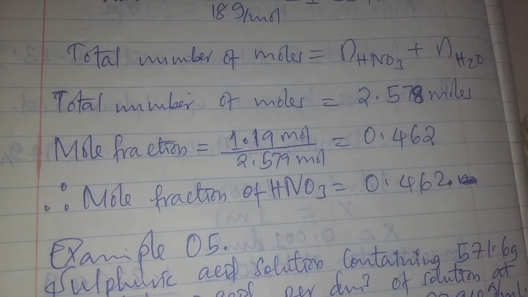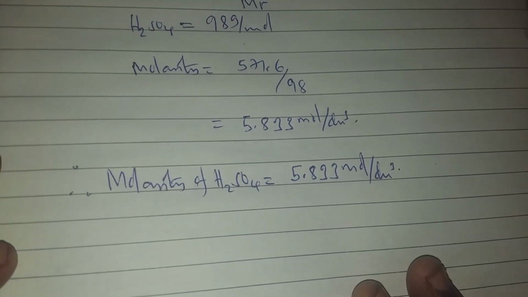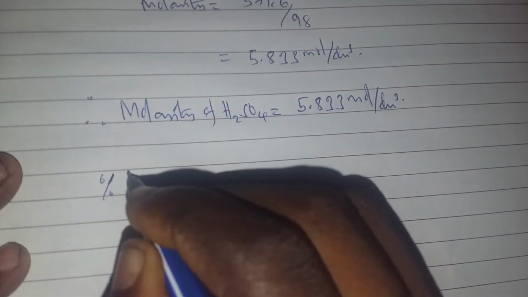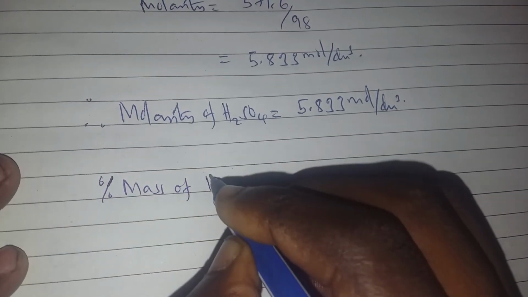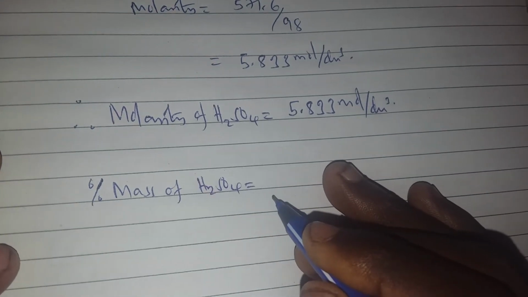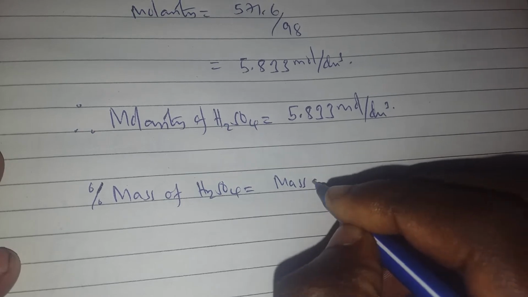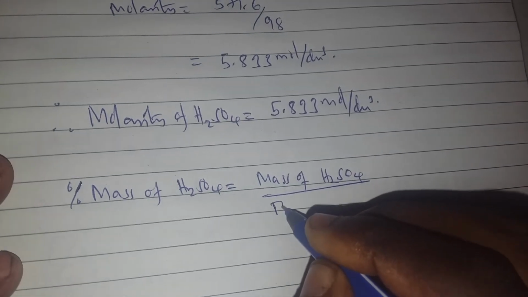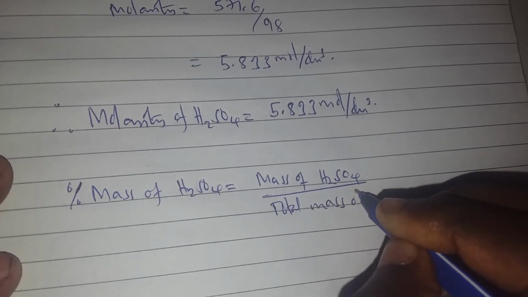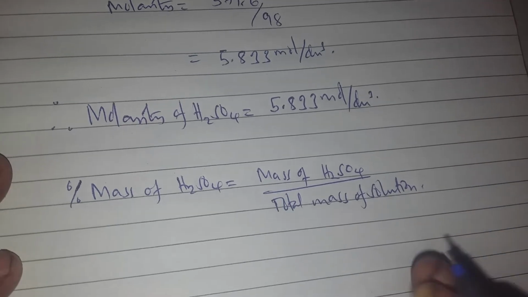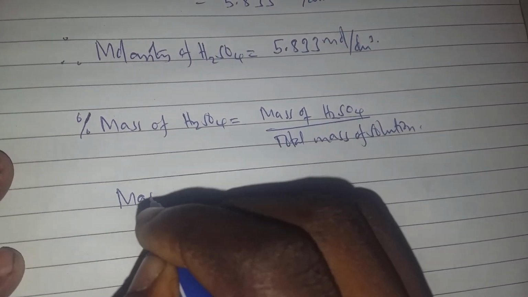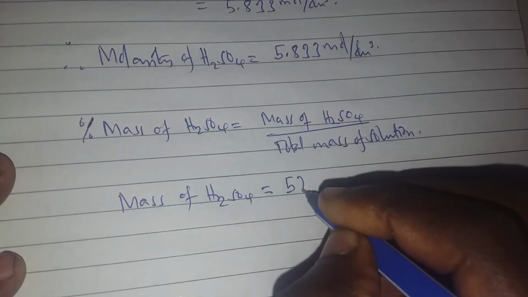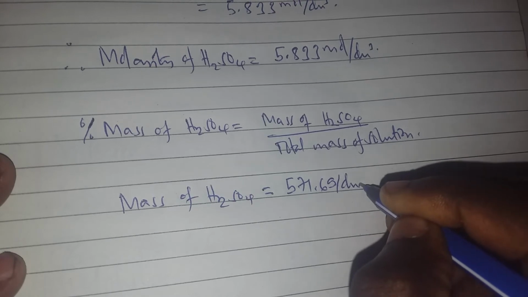The second question is the percentage by mass of sulfuric acid. Now as we know, the percentage by mass of sulfuric acid H2SO4 is equal to the mass of sulfuric acid divided by the total mass of solution. Now we know the mass of sulfuric acid in 1 dm cube. The mass of sulfuric acid H2SO4 in 1 dm cube is equal to how much? 571.6 gram per dm cube.